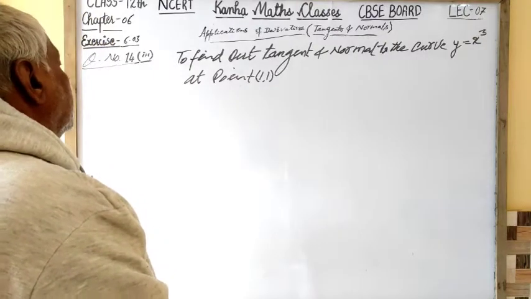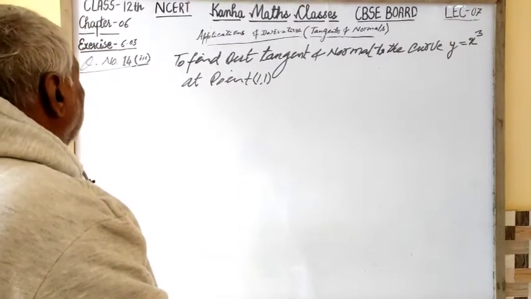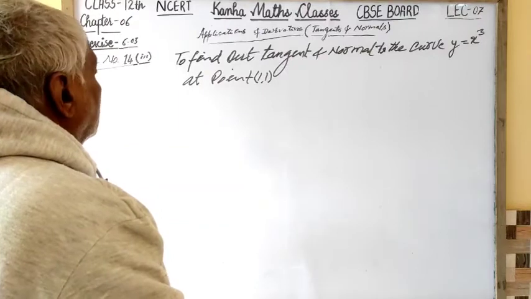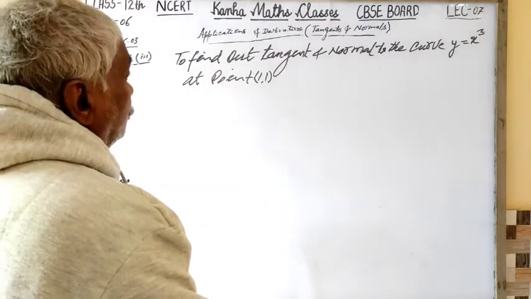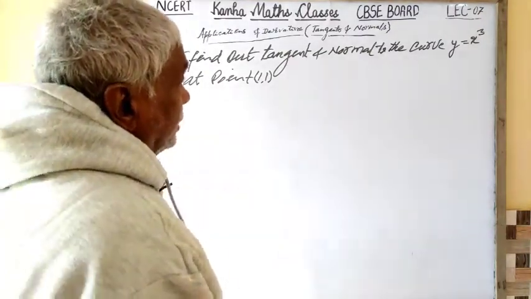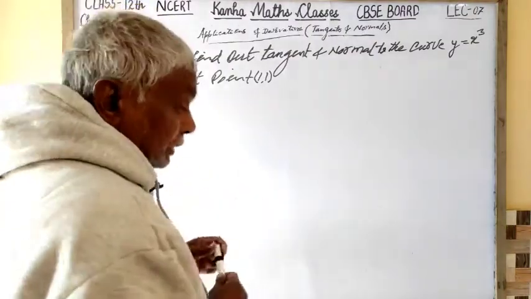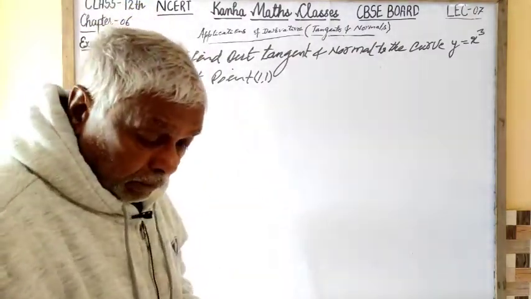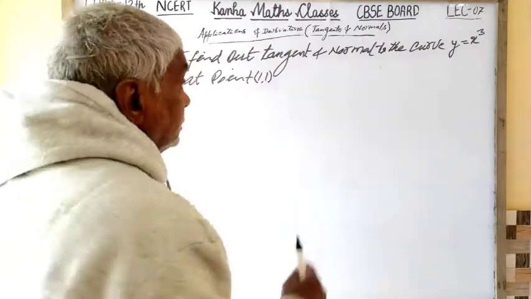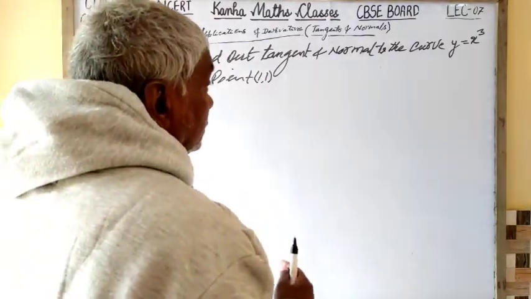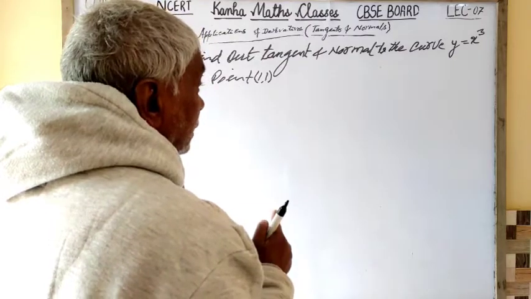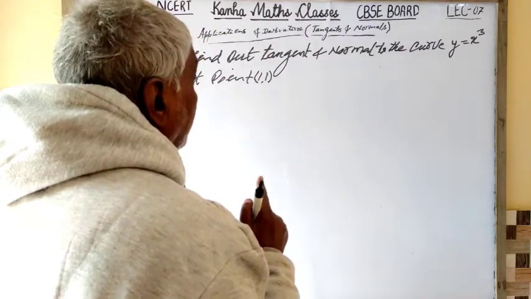In continuation of the previous videos, I am going to shed some light on the technique of the same question, question number 14 under the third part: to find the tangent and normal to the curve y equals x cube at point (1, 1). It's a very easy question, but it has two solutions.